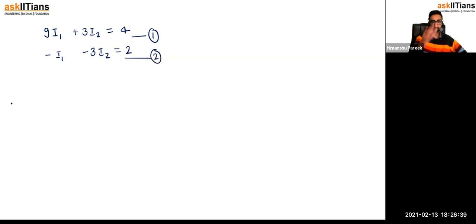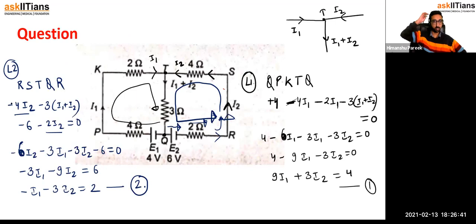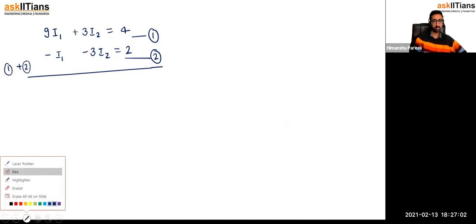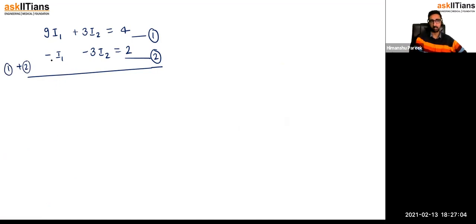Now we have to solve them. Just check if there is any calculation mistake because I guess I have done everything correct. There is a very good probability that we can make some calculation mistake here. So I'm going very slowly. Now I will just add these two equations. Operation is 1 plus 2. I'll be adding them. So when I add these two equations, see guys what I'll be getting.